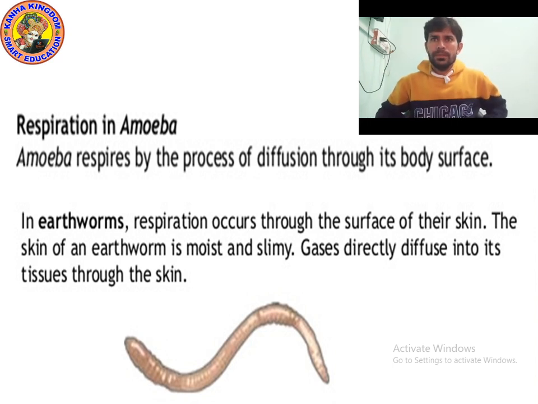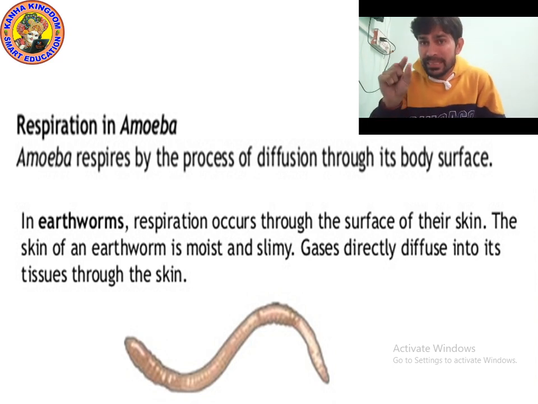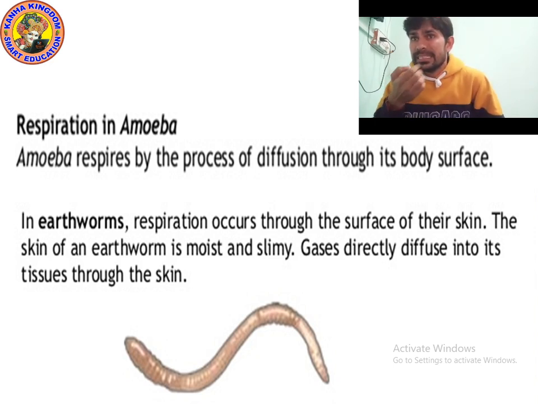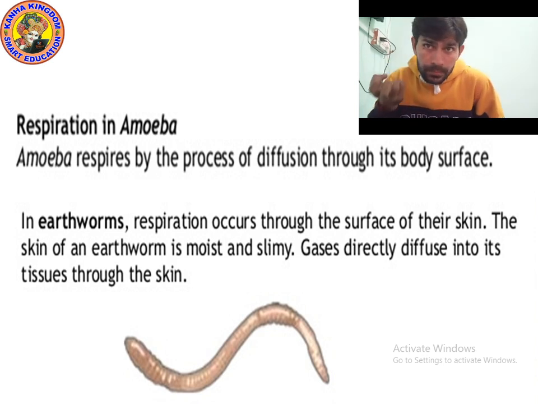So, their skin is moist, and there are some small pores present, so the gases directly diffuse into the tissue through their skin. Yes, so the gas directly exchanges. They do not have any organ in amoeba and earthworm.